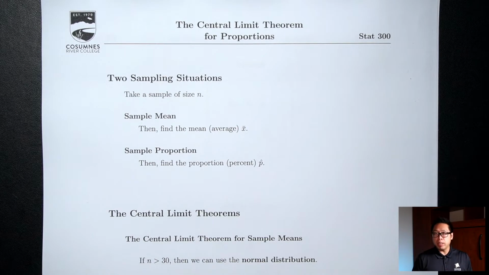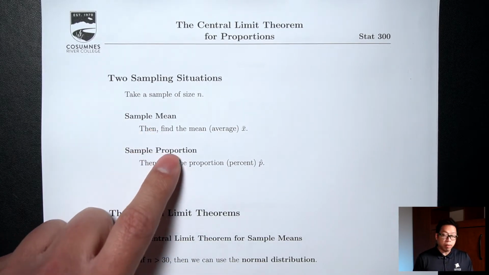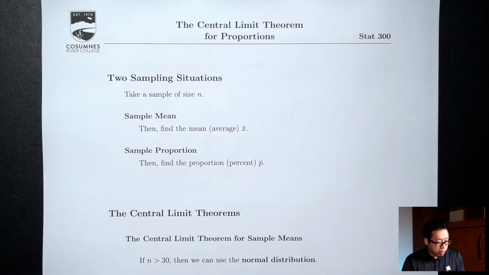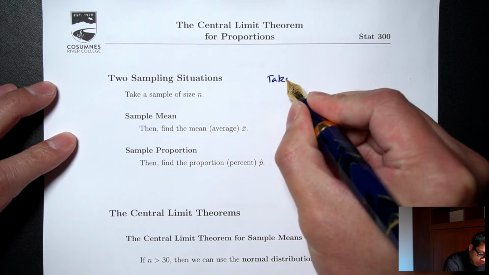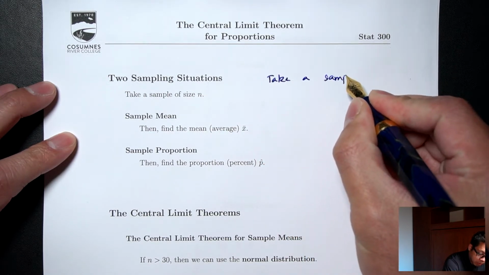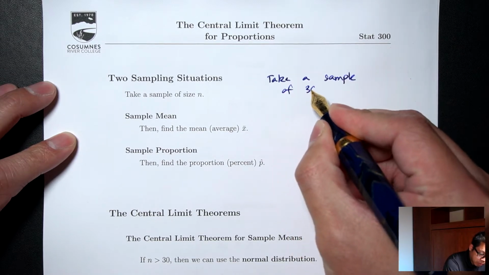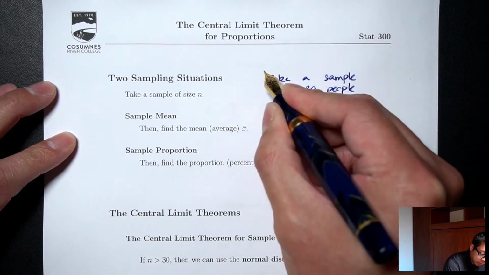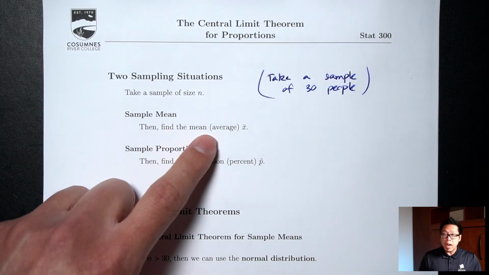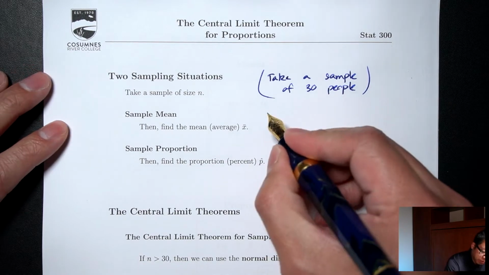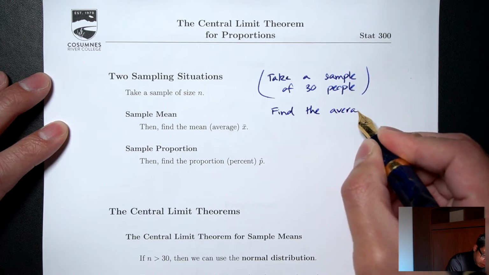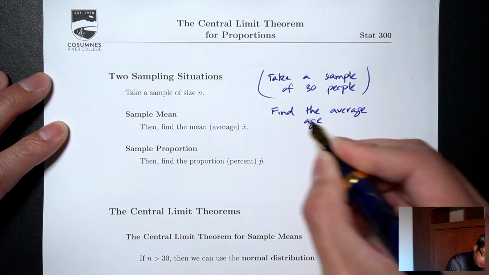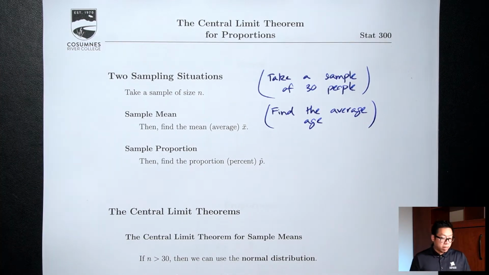There are two main things we can do after we take a sample. We can either find the mean or we can find the proportion. So for example, say we take a sample of 30 people. An example of finding the mean or average would be finding the average age. An example of finding a proportion would be finding the percent that likes Netflix.